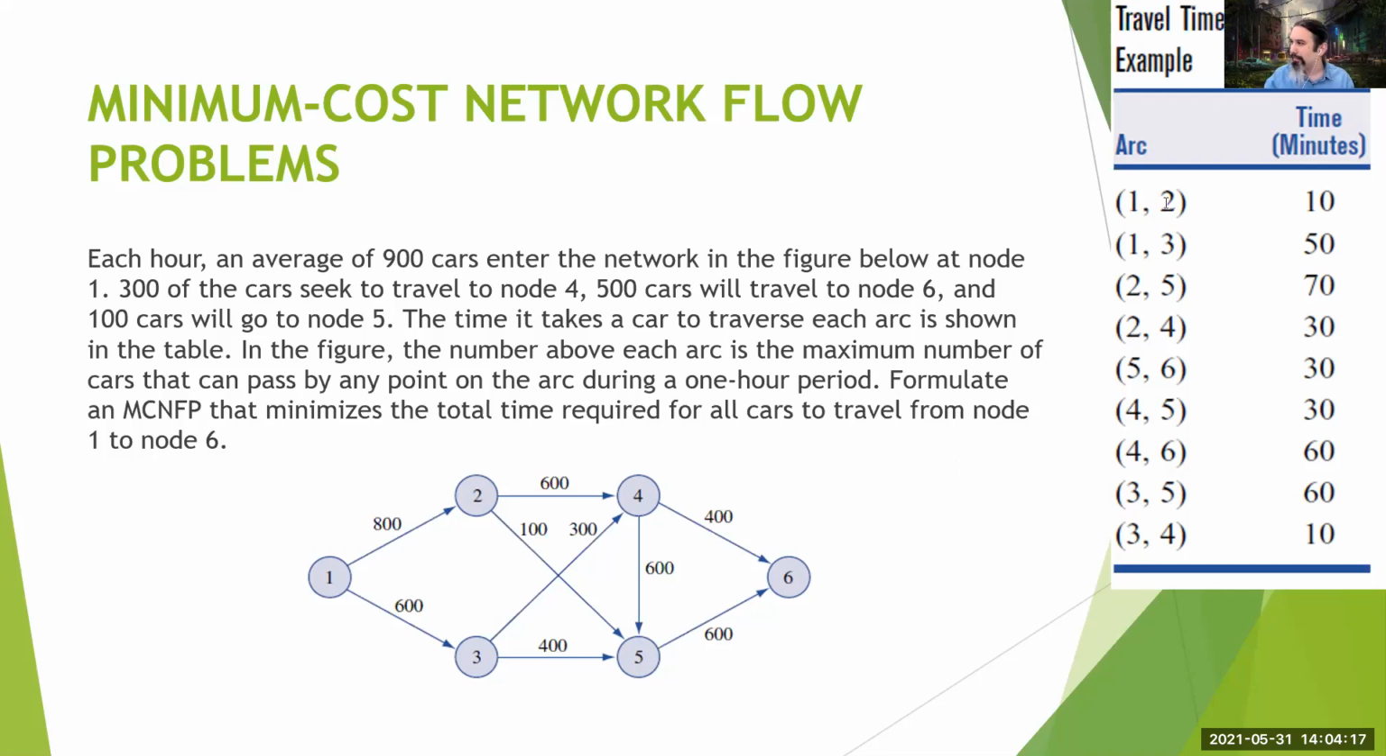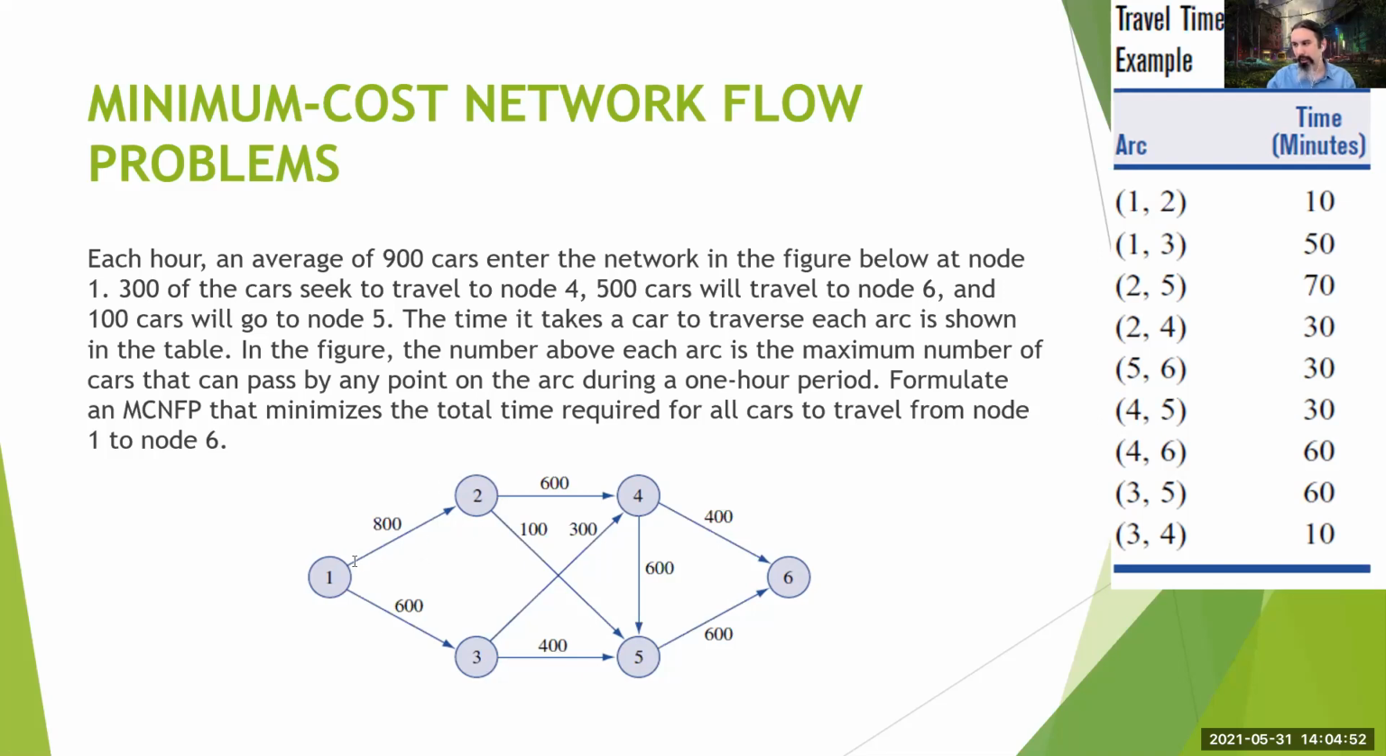So we know the times over here, given times over here. From 1 to 2, it's 10 minutes. From 1 to 3, it's 50 minutes. From 2 to 5, it's 70 minutes, etc. And we also have capacities on the arcs. So for example, we already know from the maximum flow problems that for each node, we have incoming cars and leaving cars. For node 1, we know that from 1 to 2, there are some cars going. From 1 to 3, there are other cars going.